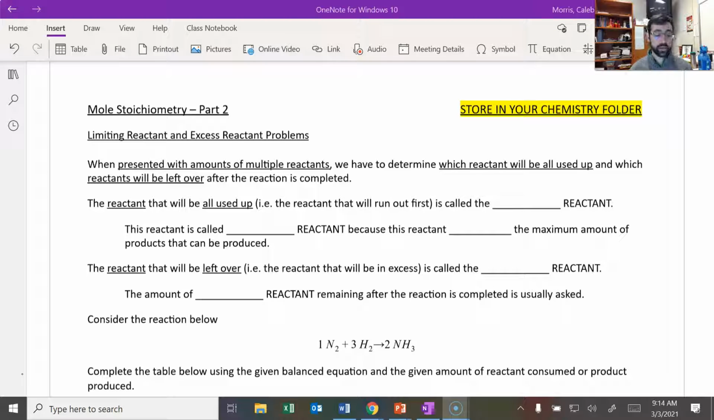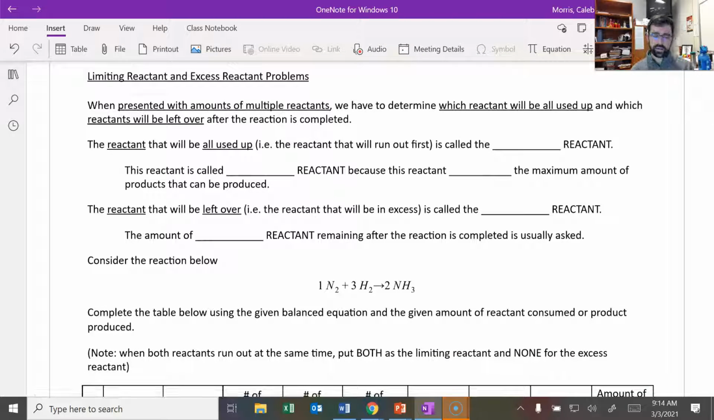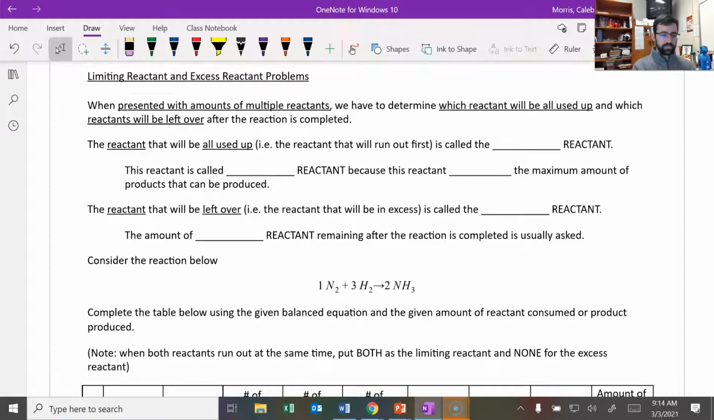Morris, and we're talking today about limiting and excess reactant problems. You've seen a little bit of this in the introduction to stoichiometry, but we want to go into a little bit more detail on how to solve word problems involving mole stoichiometry with limiting reactants. This is when you're presented with amounts of multiple reactants. So let's get started.